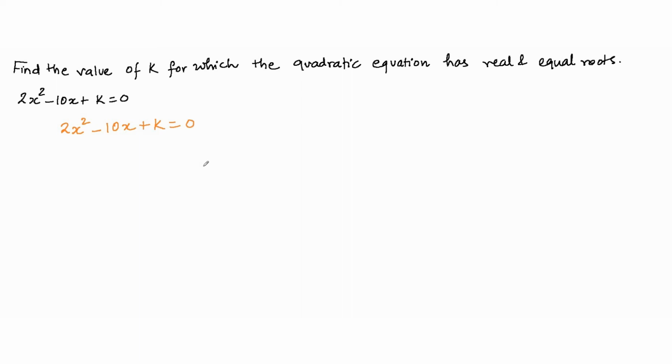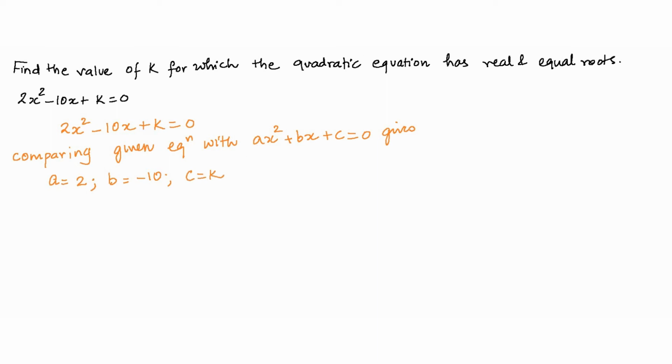If a quadratic equation is supposed to have real and equal roots, it means that the discriminant should be equal to 0. So I need to first find the values of a, b and c. Comparing the given equation with ax square plus bx plus c equal to 0 gives us a is the coefficient of x square, which is 2. B is the coefficient of x, which is minus 10, and c is the constant, which is equal to k. I know that the discriminant is b square minus 4ac. This discriminant should be equal to 0 because the equation has real and equal roots.